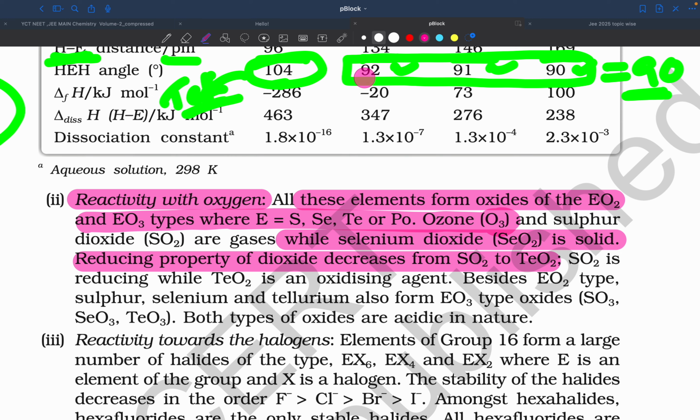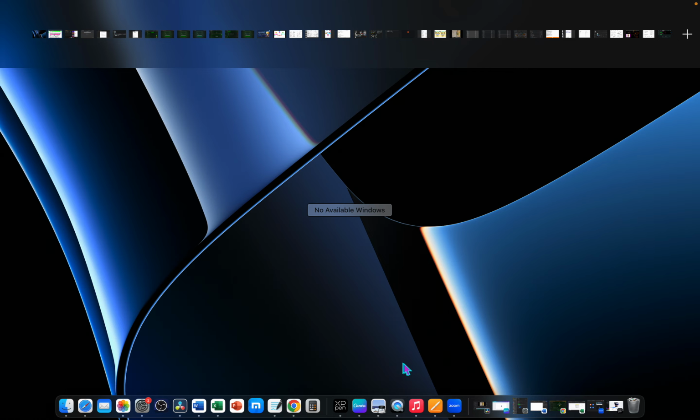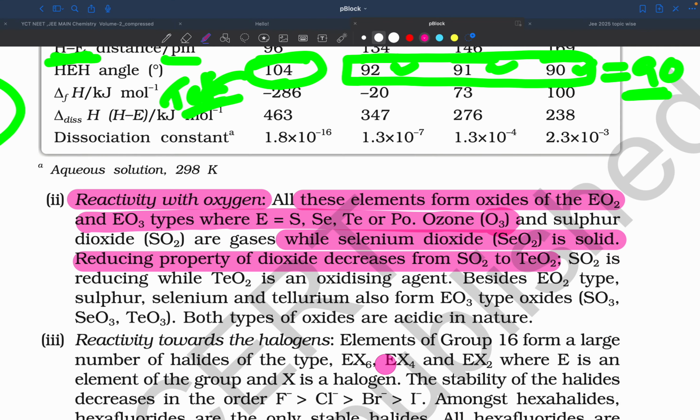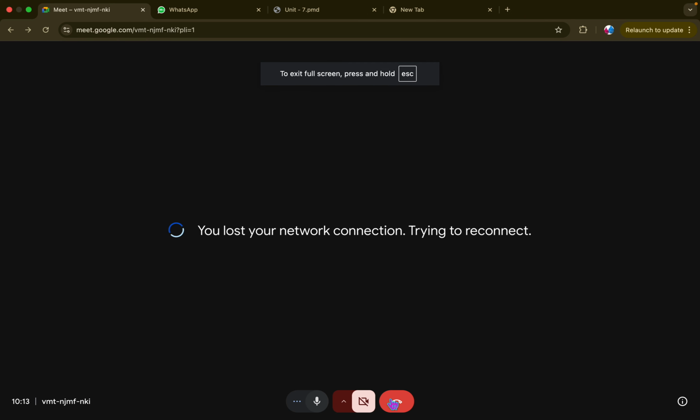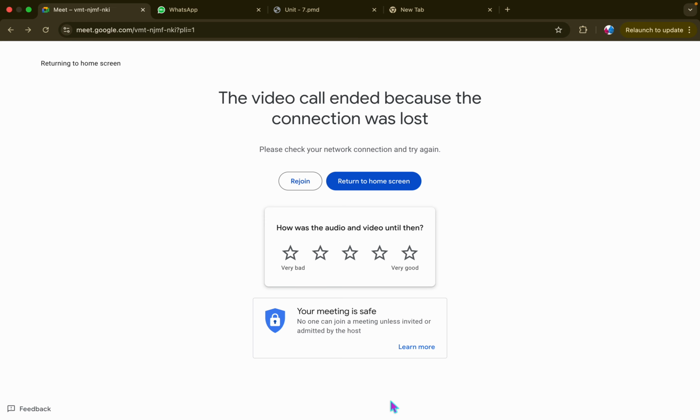సౌండ్ వస్తలేదా? ఎందుకు సార్? హలో, యూ లాస్ట్ యువర్ నెట్వర్క్ కనెక్షన్ సార్. అయిపోయింది సార్, కనెక్షన్ అయిపోయింది. ఓకే సార్, విల్ క్లోజ్ ఇట్.